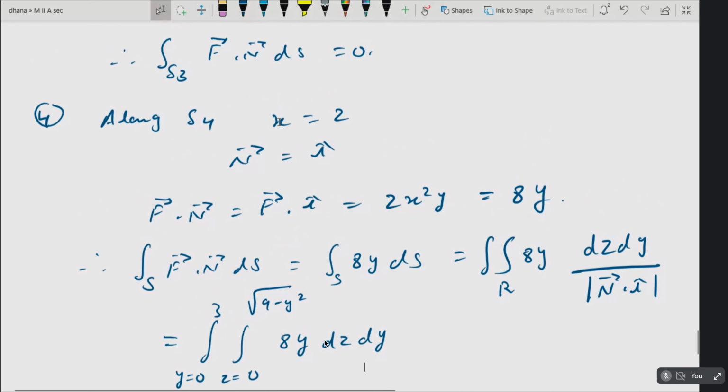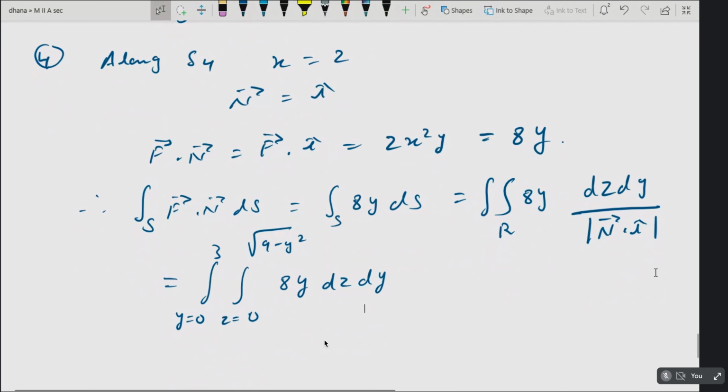What is n bar here for this particular S4? It is i cap, i bar itself. So i bar dot i bar will be 1 only, so the denominator is 1. It is not always necessary to be 1, but for this example I am getting 1 itself. So now just integrate and tell me this answer. Anyone? Fast, because at 3:30 I need to start the other class.